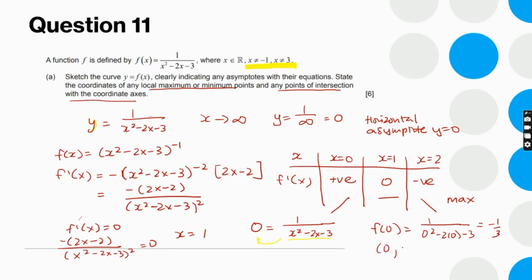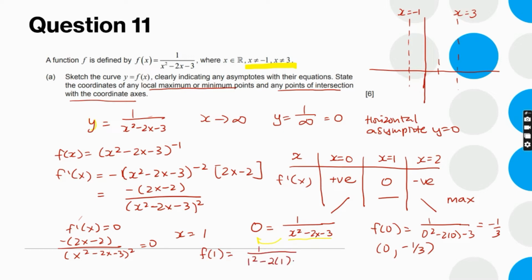So 0, negative 1/3. Right, now I can start sketching my graph. I know there are two vertical asymptotes. One is at x equals to negative 1. The other is at x equals to 3. There's a turning point at x equals to 1, and we need to find out what the coordinates are as well. So now I substitute 1 into the expression. So that gives you minus 4. So it's a negative 1/4. So at 1, it's negative 1/4.